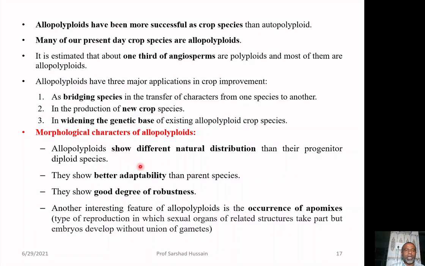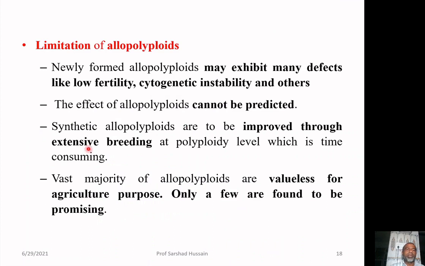Morphological characteristic features of allopolyploids are that they show different natural distribution as compared to their progenitors. So, their distribution on the earth is different. They have better adaptability, they have good strength, so called a good degree of robustness, and they show the occurrence of apomixis, that means development of an individual by using the sexual organs, but not by the union of the gametes.